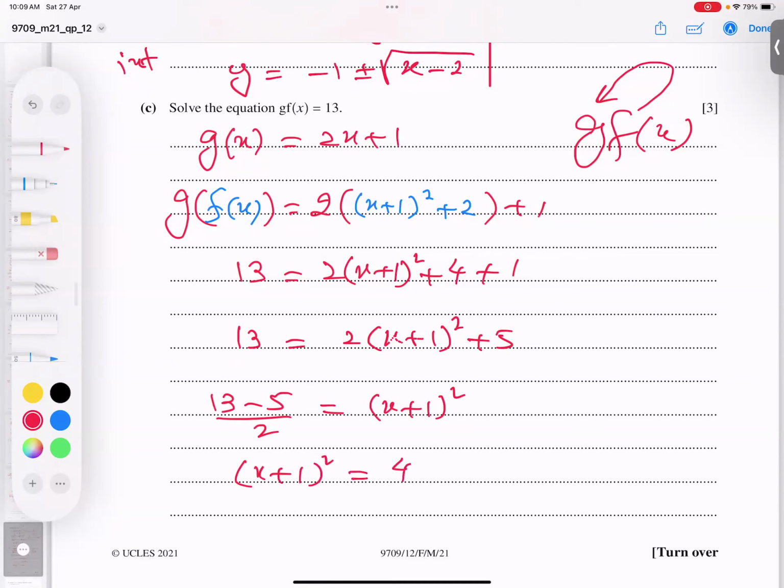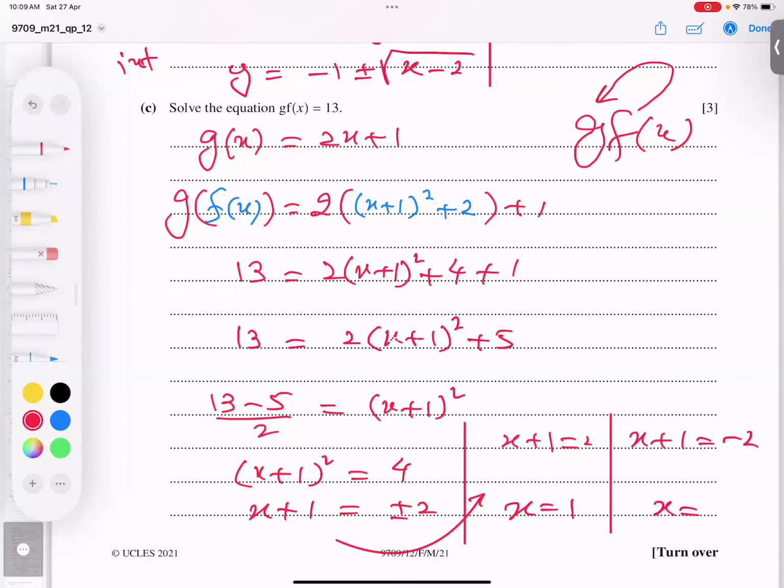I get it. Take the root of both sides. Some students write only 2; no, it is plus and minus 2. And I got x plus 1 is equal to positive 2, or negative 2. Here I get, students, what? I get 1. Here I get negative 3. But I said before, this is ignored, out of domain. And this is my answer.